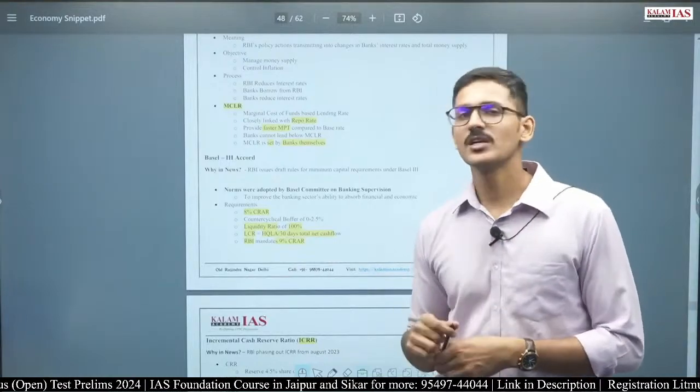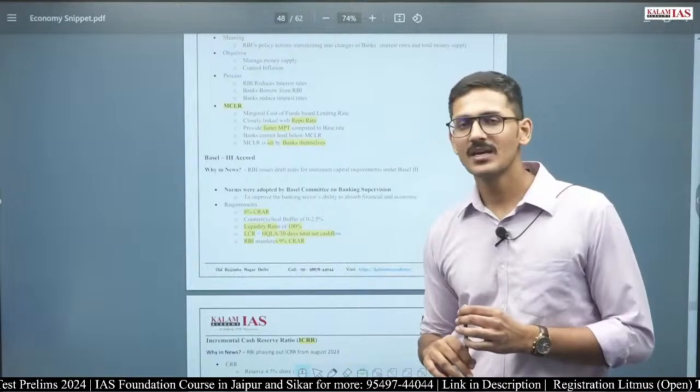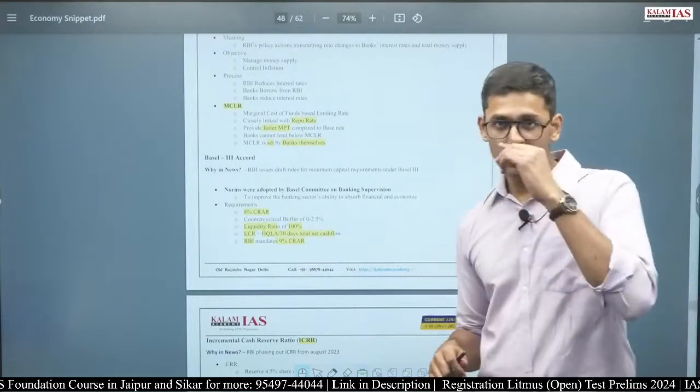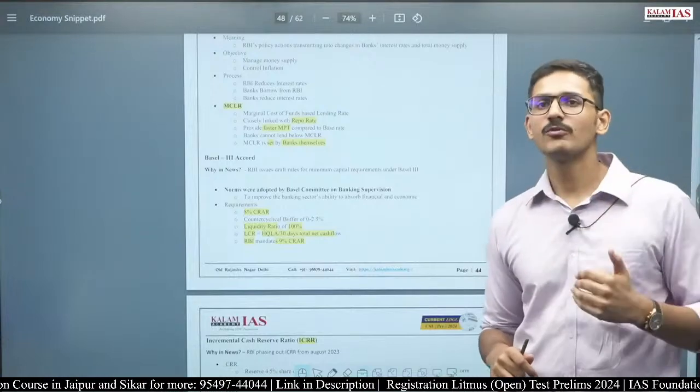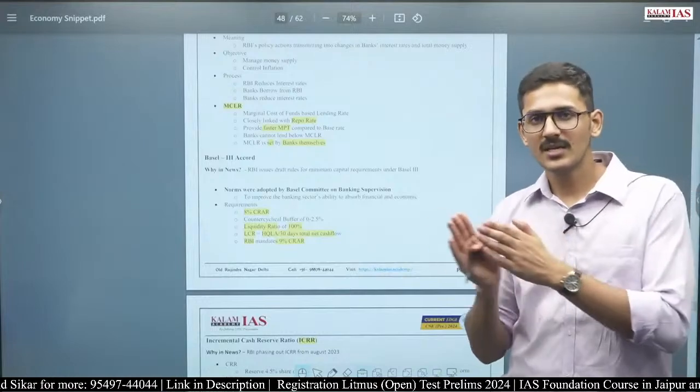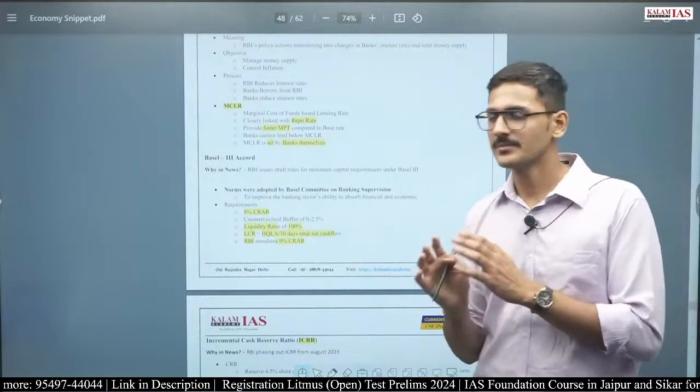So if the repo rate is 4%, SBI will say our MCLR is 8%. ICICI might say our MCLR is 9%. So if the repo rate reduces from 4% to 3%, then 1% will be the reduction in the SBI, and 1% reduction will be in the ICICI.